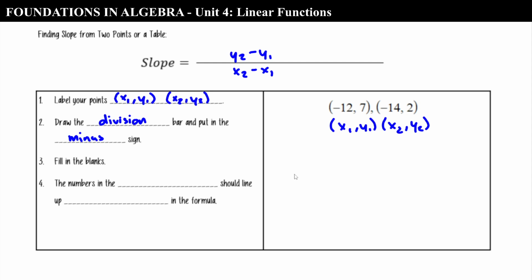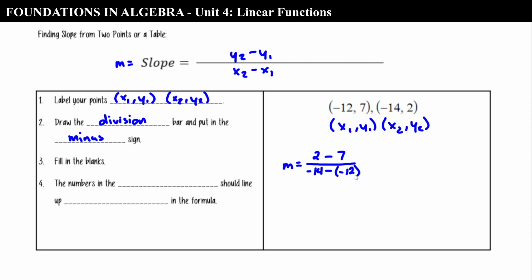Okay, so slope, just so you know, a letter that we use for slope is m. So I'm going to start using m for slope. Our slope m is going to be our y2 minus y1 over x2 minus x1. So let's draw our division bar, and let's put in our minus signs. Then we're going to fill in the blanks. So y2 is 2, y1 is 7, x2 is negative 14, x1 is negative 12.